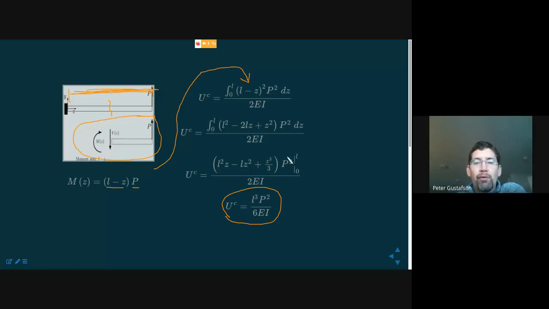Okay, I hope you'll see that that was relatively easy to do. Now, the next thing we can do, of course, is apply Castigliano's theorem. We're going to take the derivative of this term with respect to P. So that's coming on the next slide.